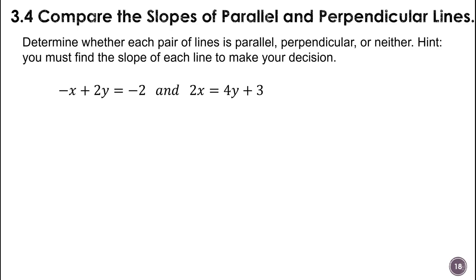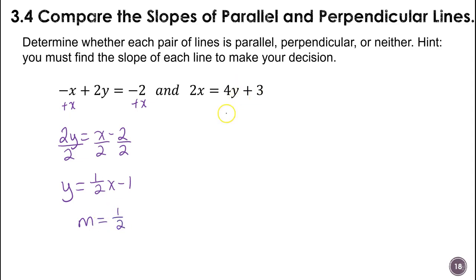This last video might be a little long because I just want to kind of put this all together and not split it, because we're talking about parallel and perpendicular lines. So to find the slope of these two lines, we actually have to solve them for y. So on the first one, I'm going to add x minus 2, divide by 2. So y is 1 half x minus 1. So this one has a slope of 1 half.